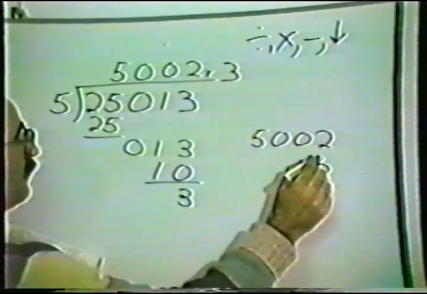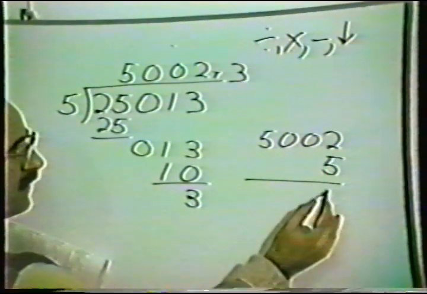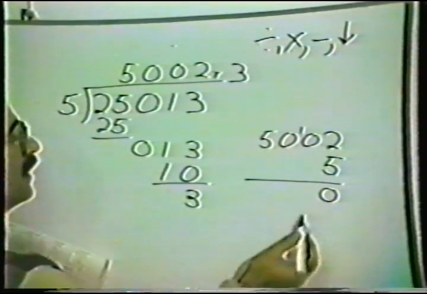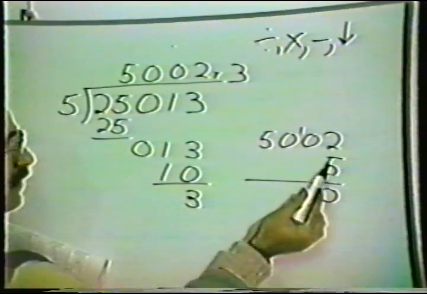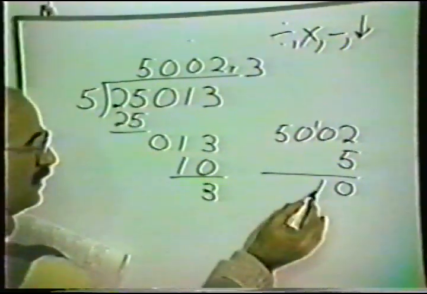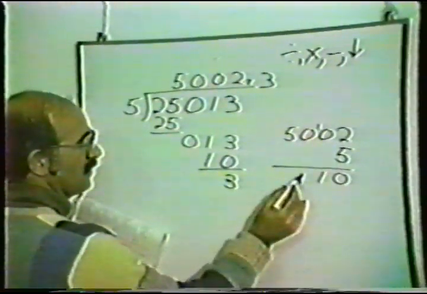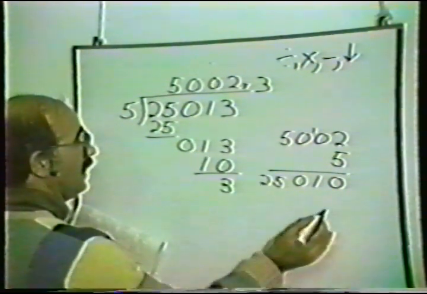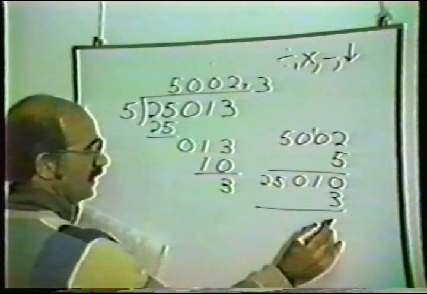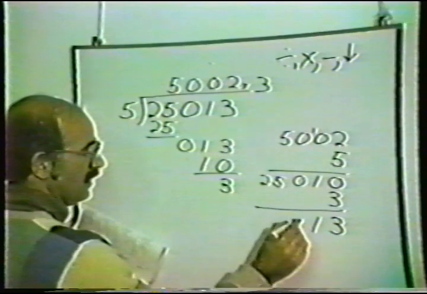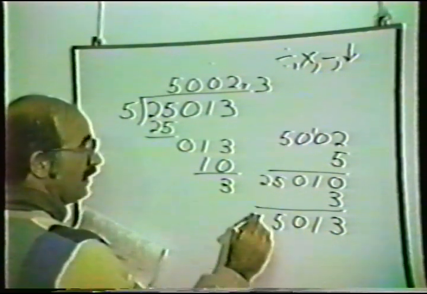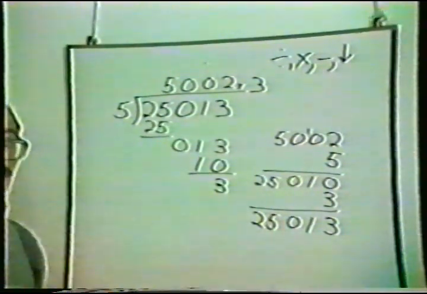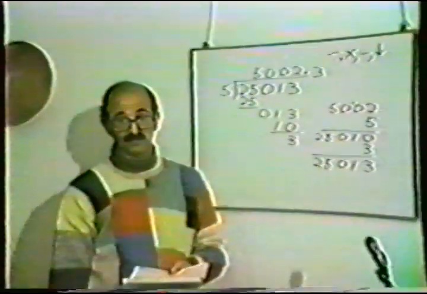5,002 times 5. 2 times 5 is 10. Put down the 0, carry the 1. 0 times 5 is 0, plus the 1. 0 times 5 is 0. 5 times 5 is 25. Add in the remainder. 3, 1, 0, 5, 2. 25,013.